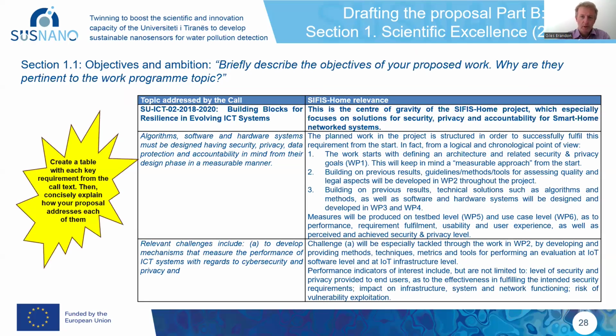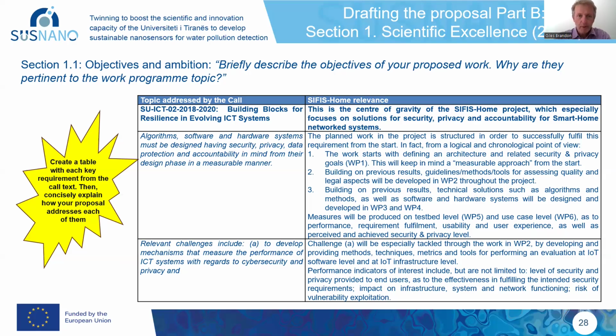Also in this section 1, what I'm showing here is that near the top of the slide it says section 1 objectives and ambition, and then in italics it says briefly describe the objectives of your proposed work, why are they pertinent to the work program topic. Just to explain on this slide and several of the forthcoming slides, this text in italics has come from the guide, the standard application form. This is what the Commission is saying. These are some of the requirements that you are supposed to cover in section 1.1 of your proposal.